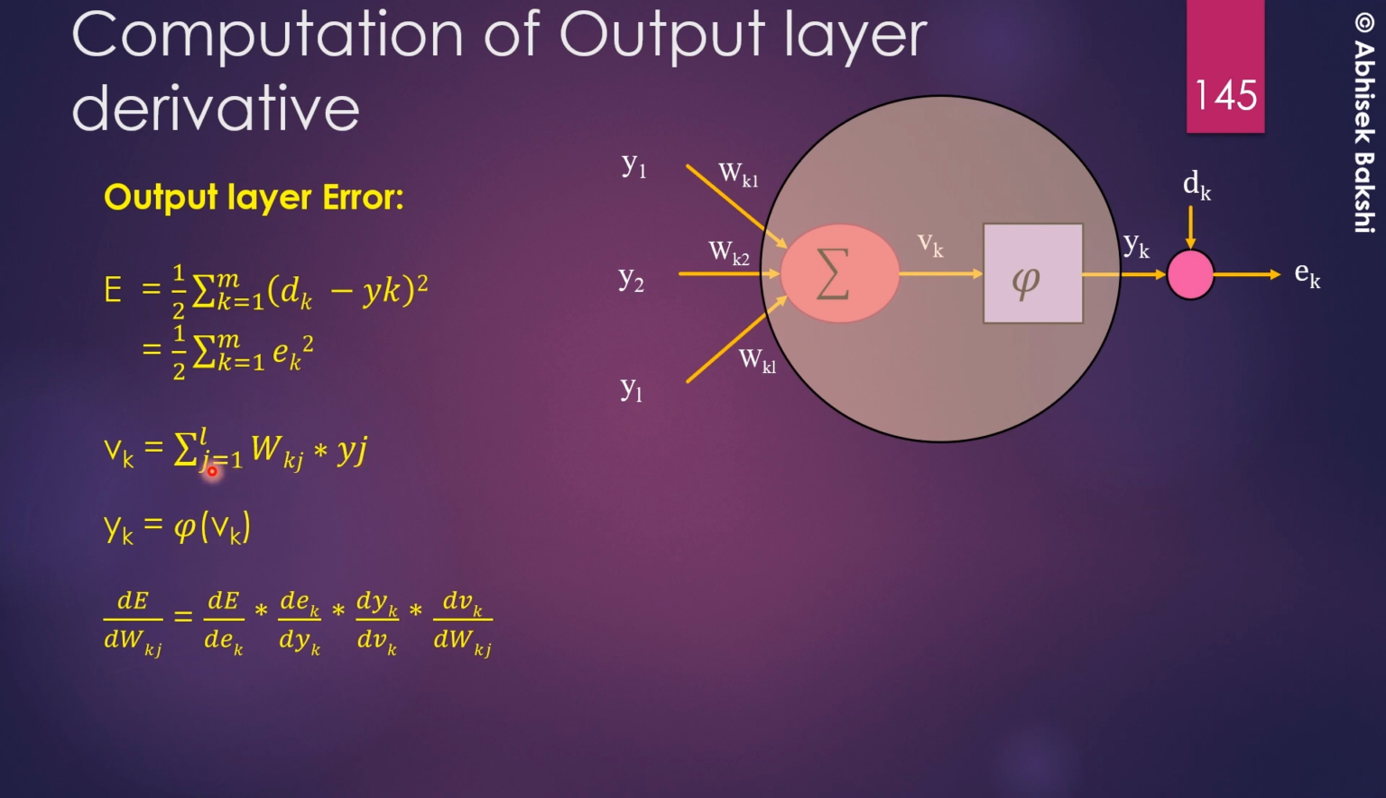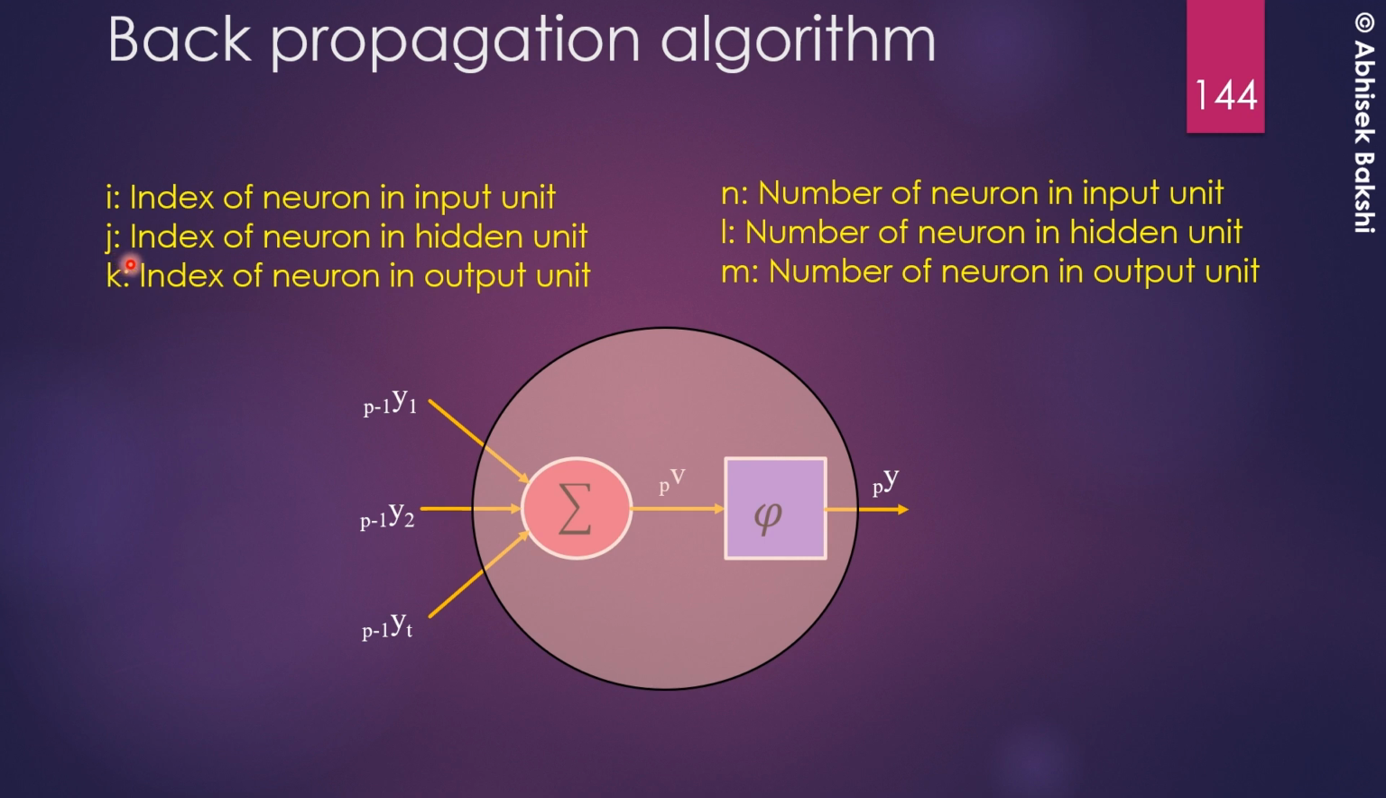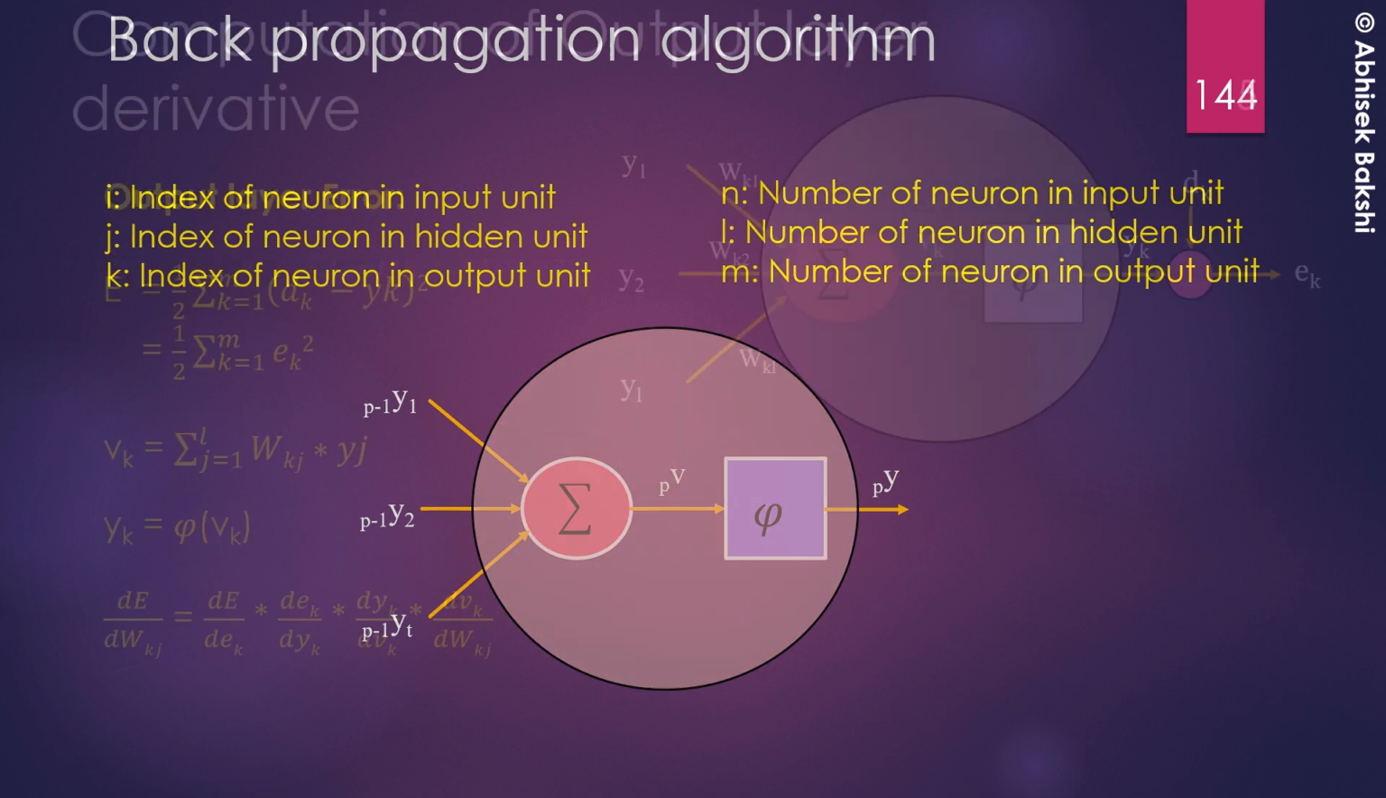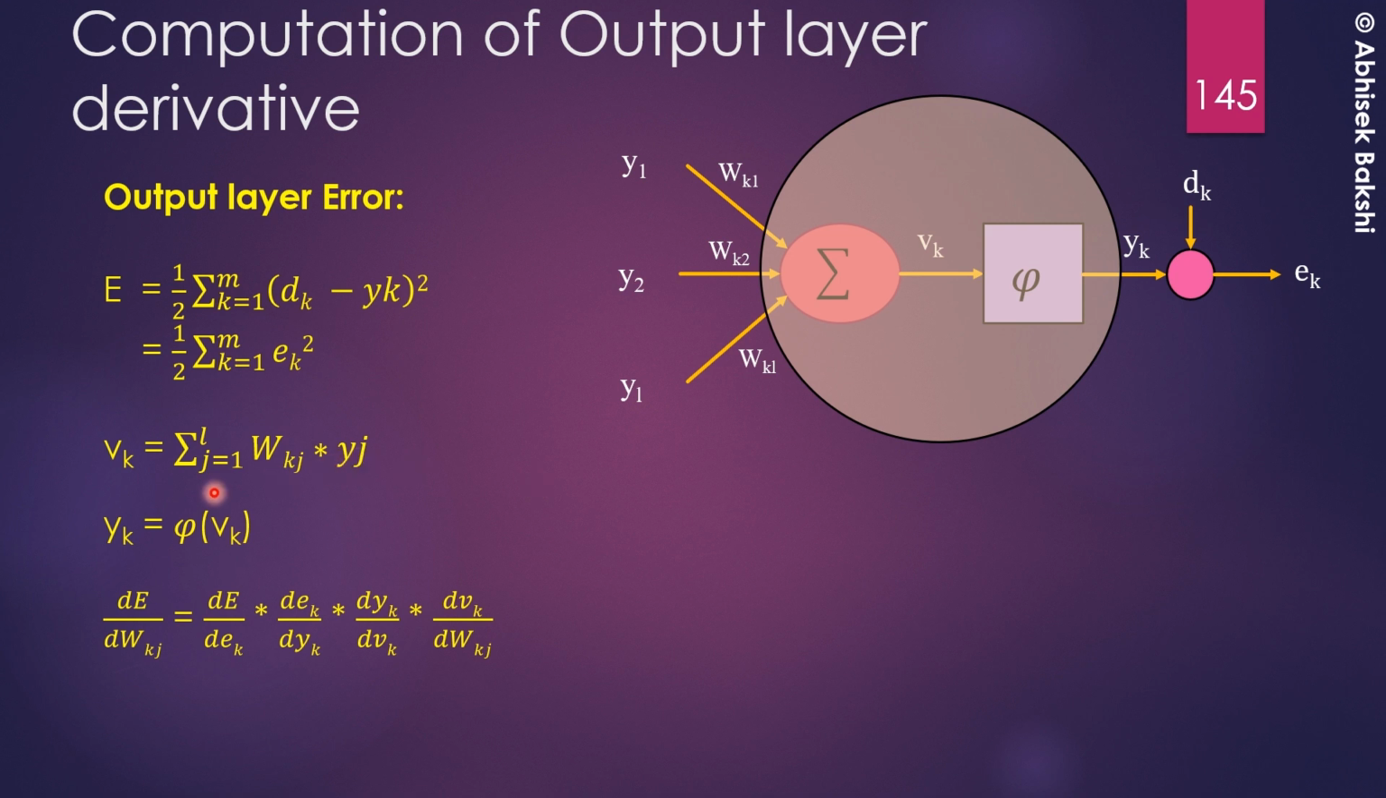Yj, again, I consider j as an index of the hidden layer units. So what we are basically doing is taking each and every output of the hidden layer neurons, multiplying by their corresponding weights, and summing up over all the neurons of the hidden layer. That's why j goes from 1 to L, because the total number of neurons in the hidden layer is L. Okay, that's how vk is calculated.